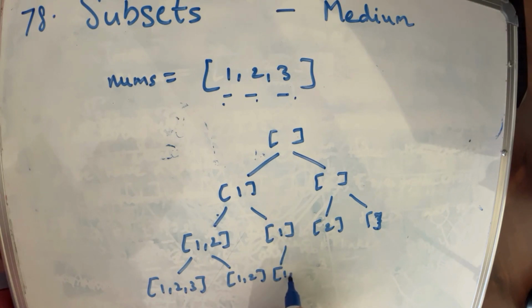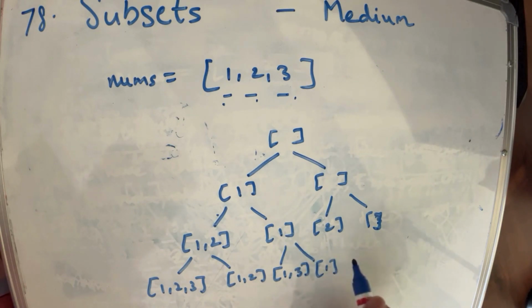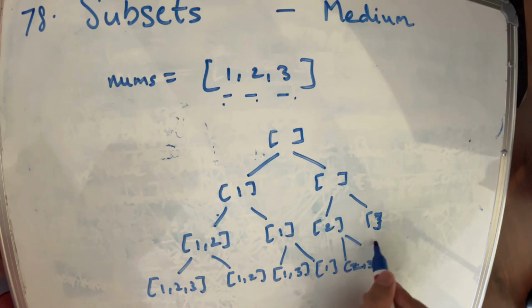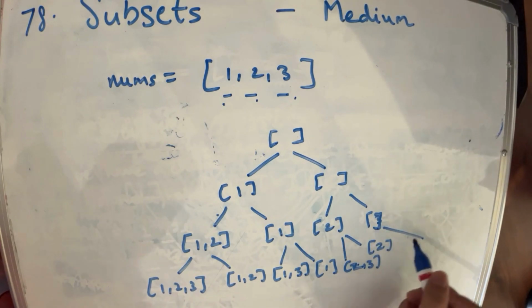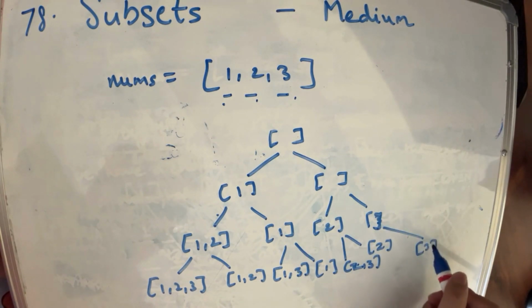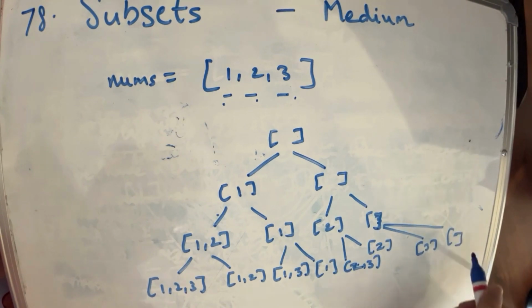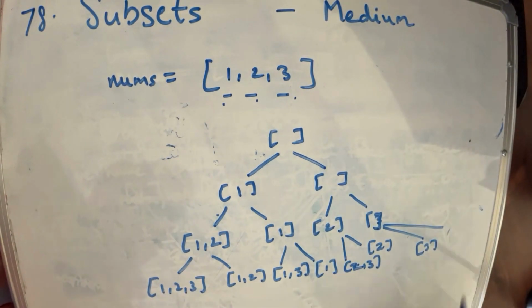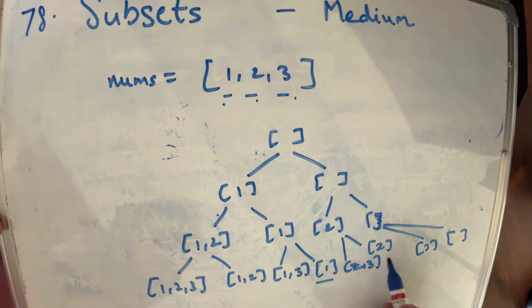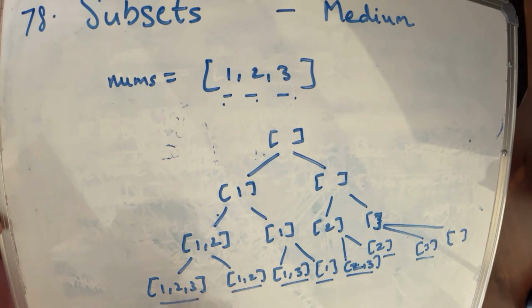Here we either take the element or we do not take it. Here we either take the element or we do not take it. And here also we either take element 3 or we do not take it. And this will be our answer. Let's say 1, 2, 3, 1, 2, 2, 3, 1, 3, 1, 2, 3. Right? 1, 2, 3, 4, 5, 6, 7, 8.